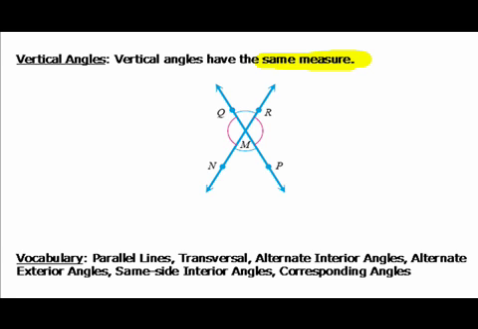Now, why is that the case? If you were to prove that that's true for all pairs of vertical angles, let's just call this angle QMR. Let's just say it has a measure of x degrees. Now, what do you guys know about angle QMR?